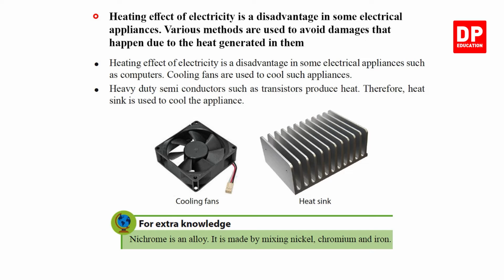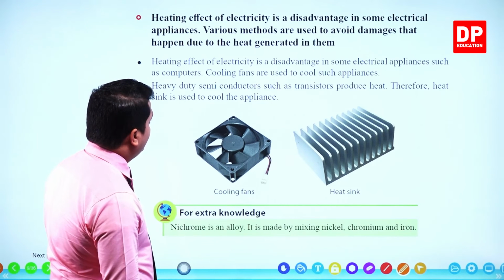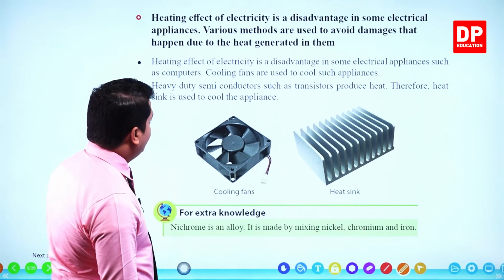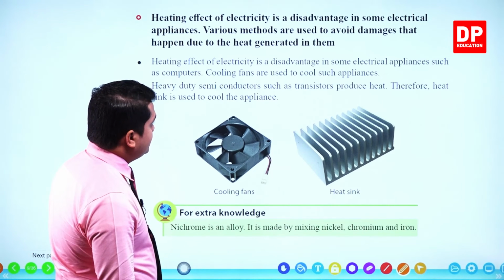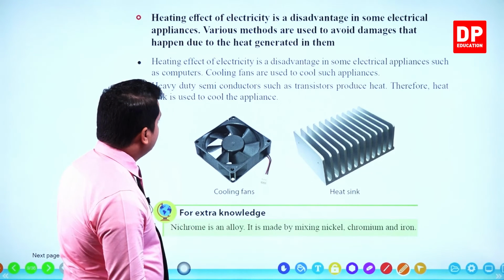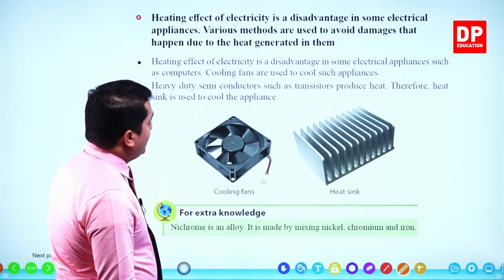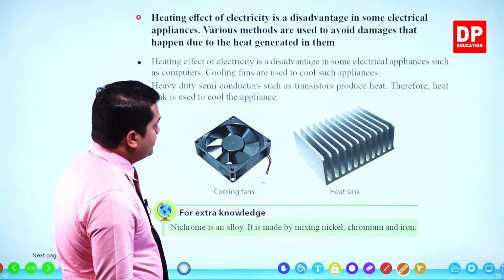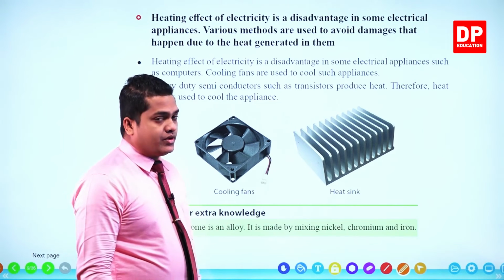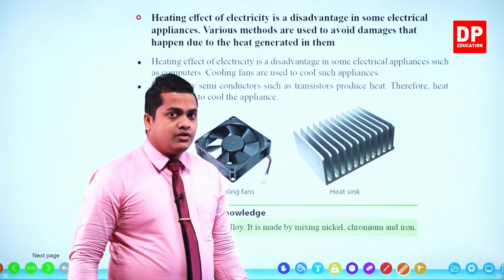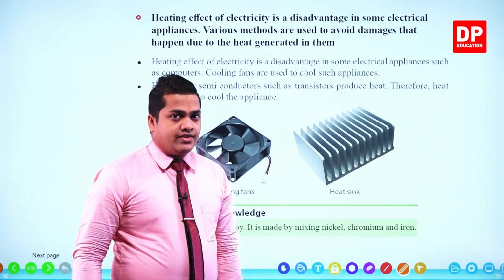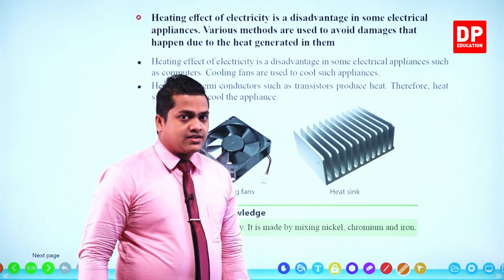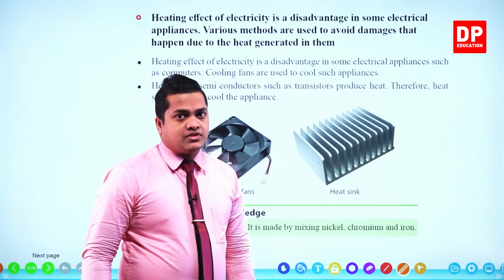So here it is given, heating effect of electricity is a disadvantage in some electrical appliances. Various methods are used to avoid damages that happen due to this heat generated in them. Heating effect of electricity is a disadvantage in some electrical appliances such as computers, and cooling fans are used to cool such appliances. So in computers, you know that there are fans. If you turn your computer to the other side, if you check the back side of it, definitely you can observe fans.